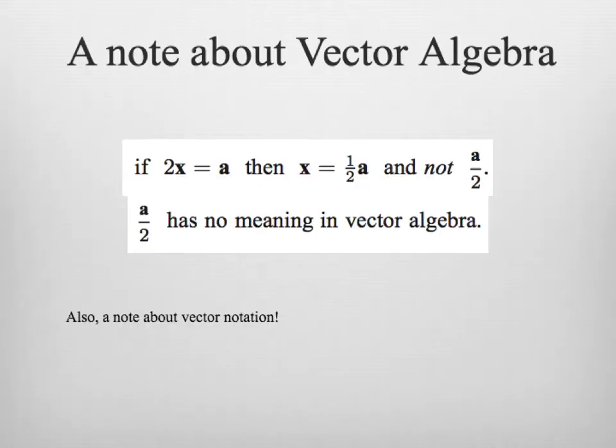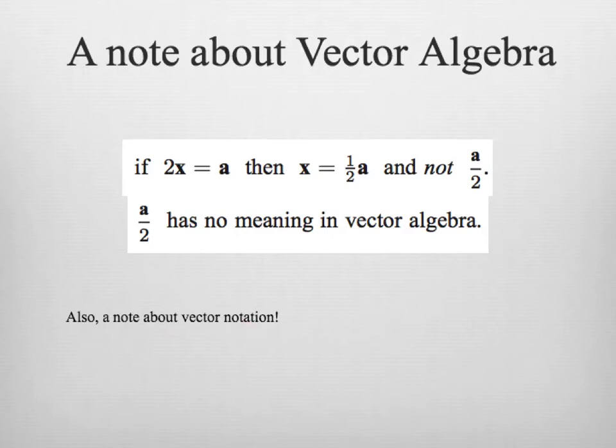A note about vector algebra. If I have 2x equals a, notice that x and a are both vectors. If 2 times x is a, then x is half of a, and it's not a over 2. This is something that you do normally in regular algebra, but in vector algebra, this does not really mean anything, because you can't have a vector divided by 2. We have to talk about this as a k value.